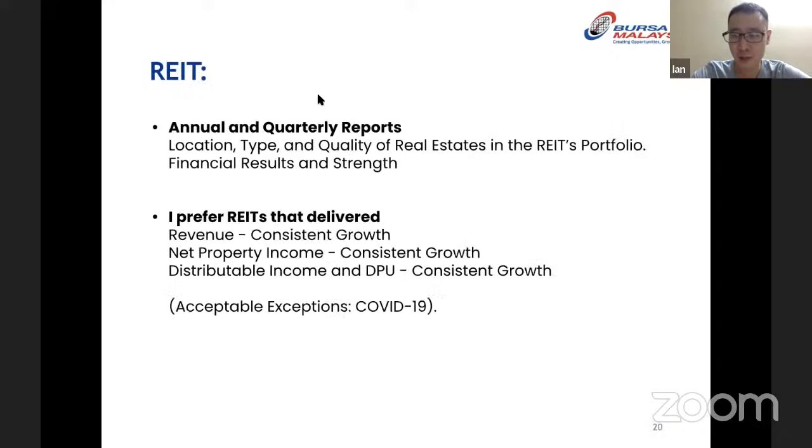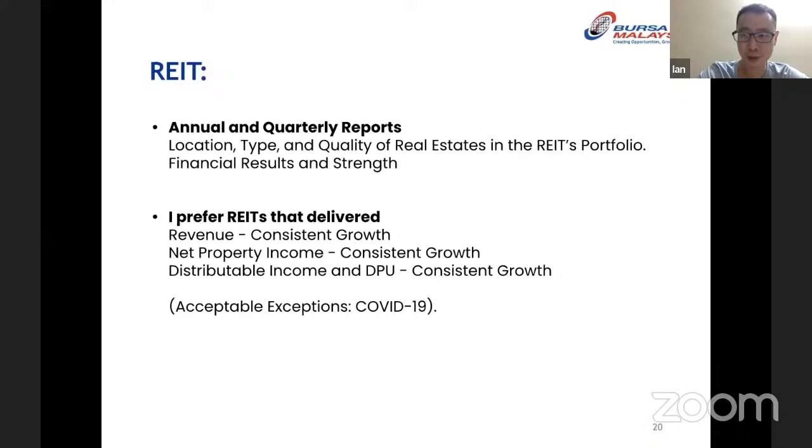But when it comes to doing homework, when it comes to investing in a REIT, of course, apart from shopping malls, we are not going to go to every single property that the REIT owns to touch the property, view the property, and feel the property. That's not very practical. So how do we do homework?